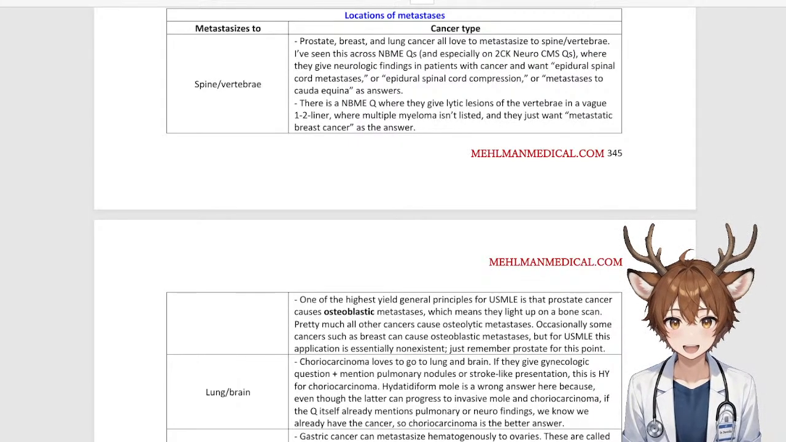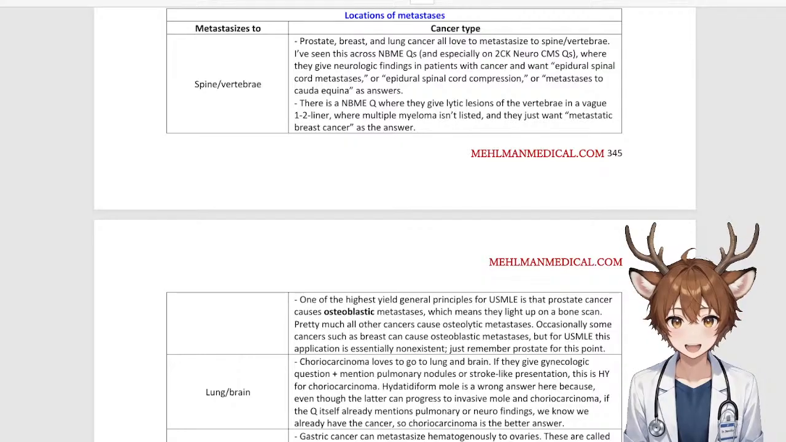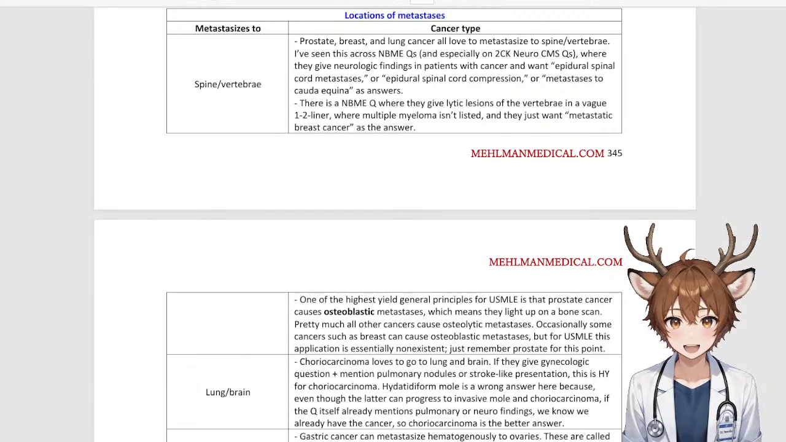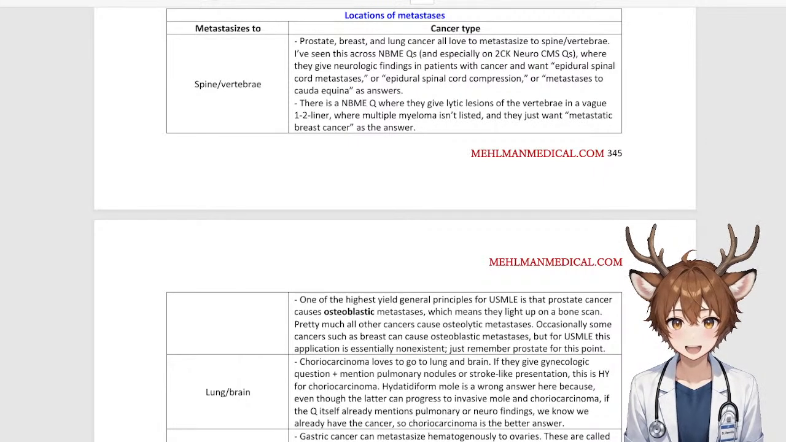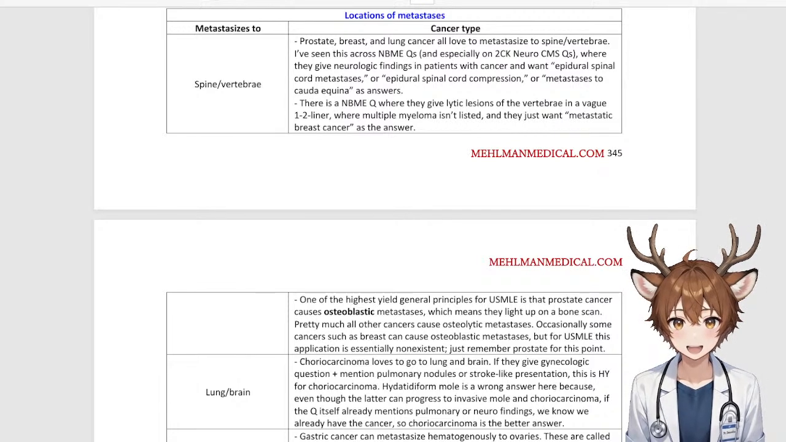One of the highest yield general principles for USMLE is that prostate cancer causes osteoblastic metastases, which means that they light up on a bone scan. Pretty much all the other cancers cause osteolytic metastases. Again, prostate cancer is osteoblastic, which is unique, or distinguishing, I should say.